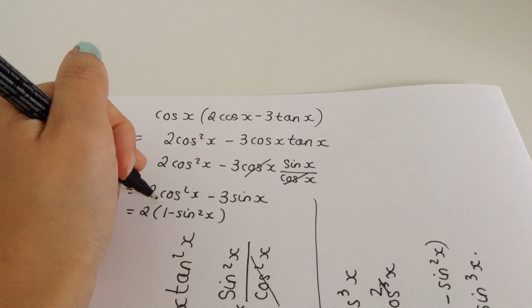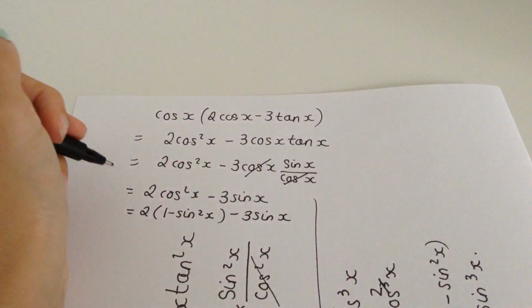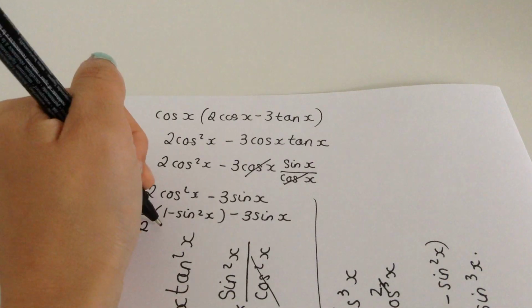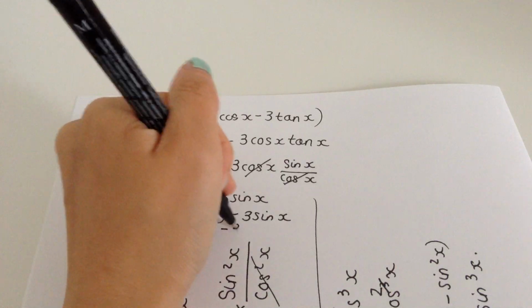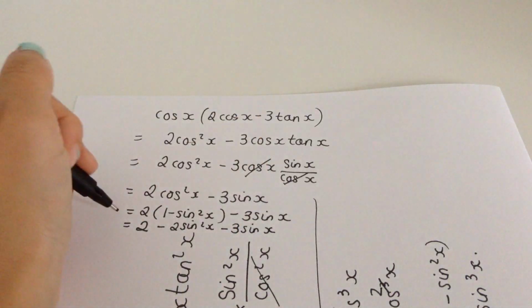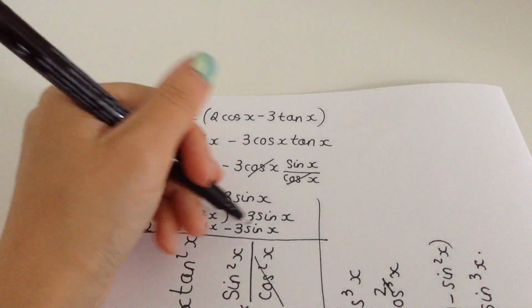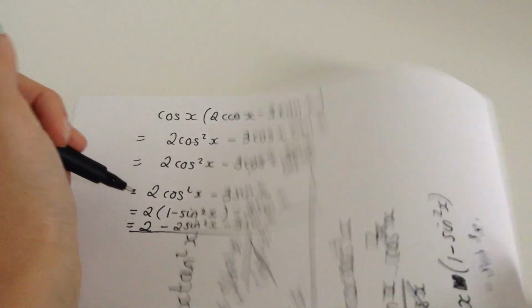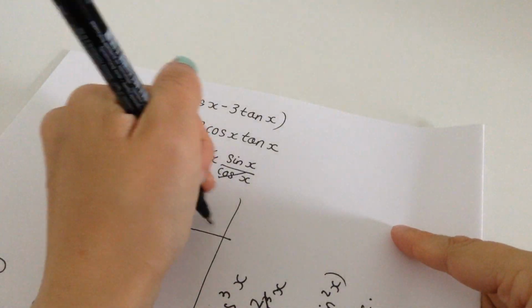So I change that into a 1 minus sine squared. And let's just tidy that up a bit. 2 minus 2 sine squared x minus 3 sine x. And that's as simple as it needs to be. You know, I feel like I could factorise that because it's kind of like a quadratic. What do you think? Should we try that? Just for fun? Let's try and factorise that.